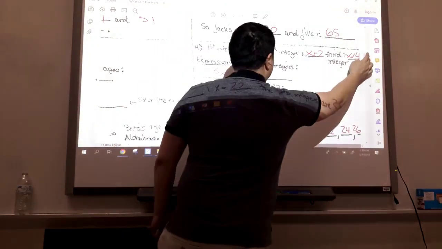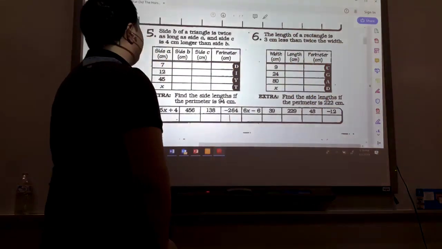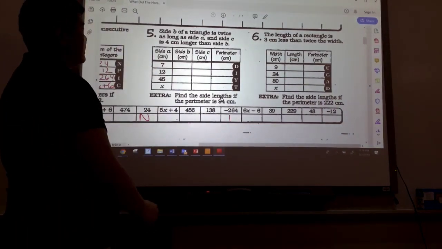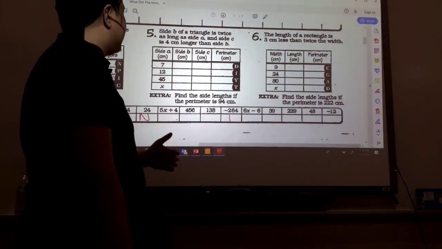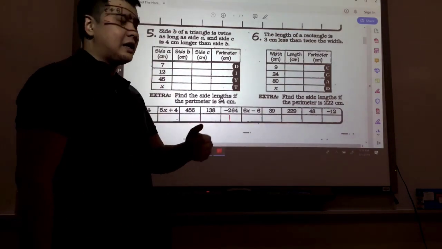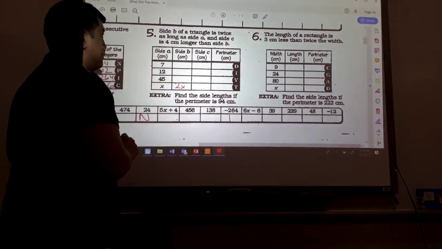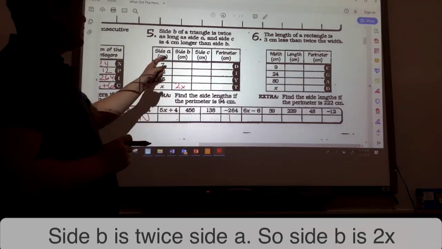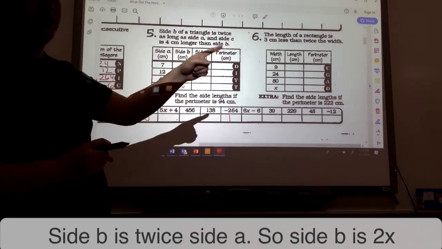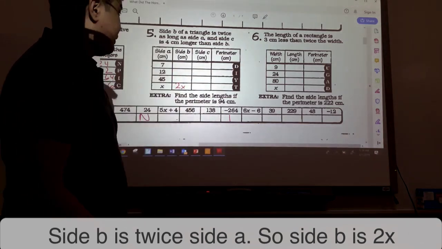The last one that we are going to go over is number 5. Side B of a triangle is twice as long as side A. So the first side is x, the next side is going to be 2x. It says side C is 4 centimeters longer than side B. Well, side B is 2x, so side C is going to be 2x plus 4.